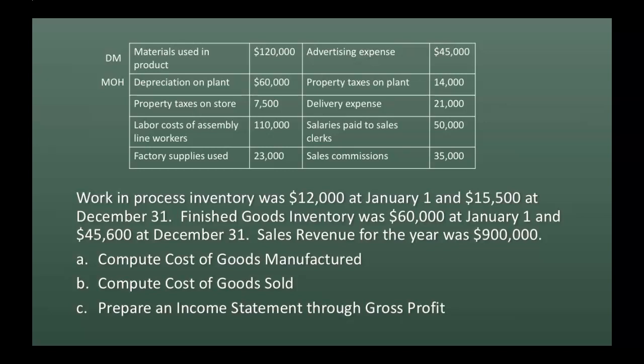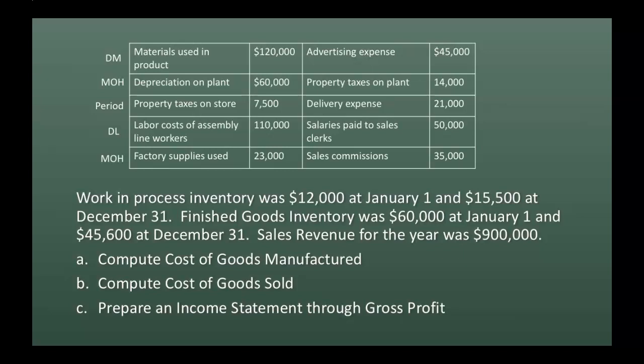Property taxes on a store. Well, the store doesn't have anything to do with the manufacturing process. So since it's property taxes on a store, that's a period cost. Labor costs of assembly line workers. These are the workers who are putting together the product, right? So that's going to be our direct labor. Factory supplies used. So this is a cost of the supplies in the factory. Well, in the factory is where we make the product, so it's manufacturing overhead.